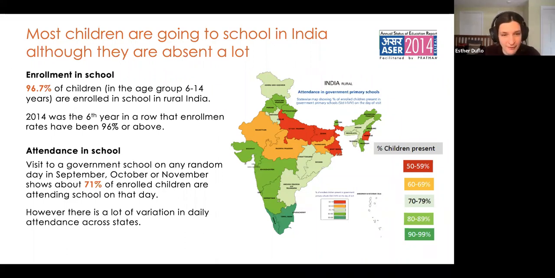A visit to a government school on any random day in September, October, or November shows 71% of the enrolled kids are attending school on that day. That varies a lot from year to year. You can see the northern states having very low attendance, while the southern states have very high attendance.